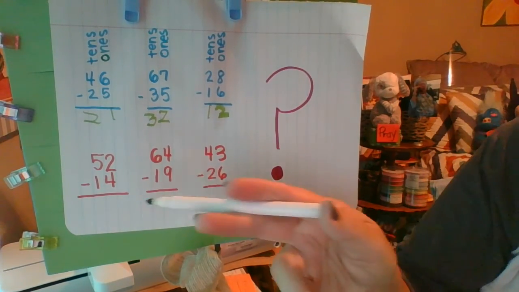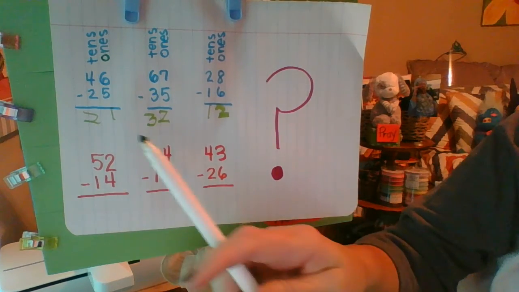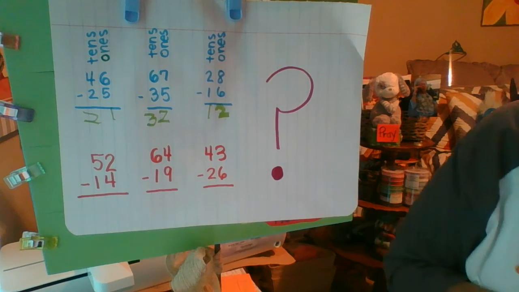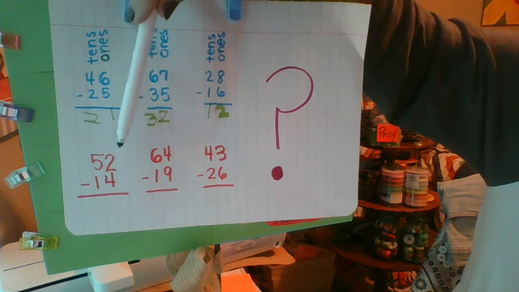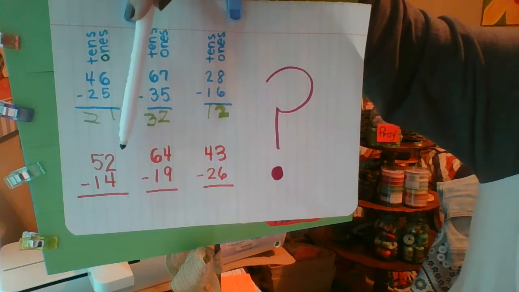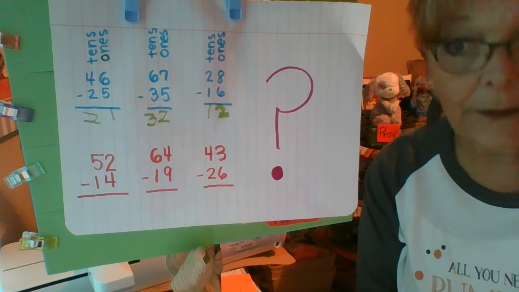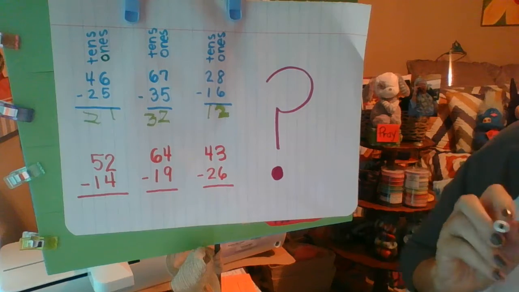All right, let's go down to the red. Now, this time we've got to do some thinking. So let's start with our problem, 52 minus 14. We always start in which place? That's right, the ones. So let's look. 4 minus 2. Is 4 bigger than 2? It is. So we know we're going to have to borrow.